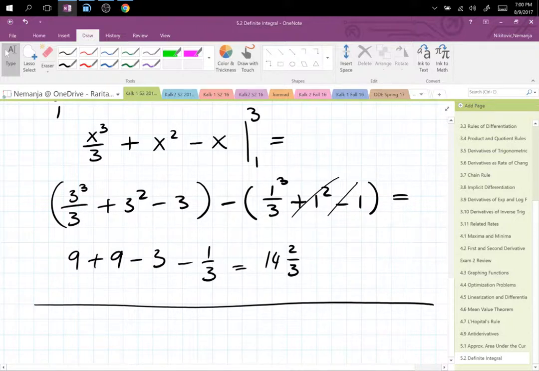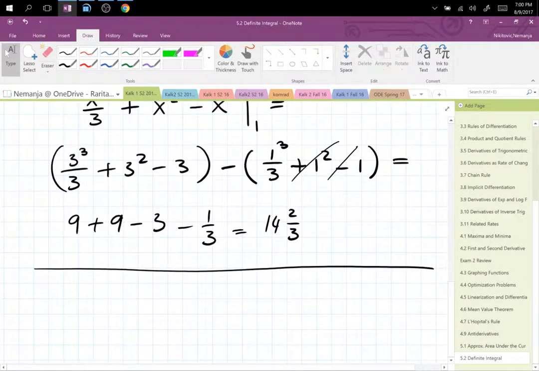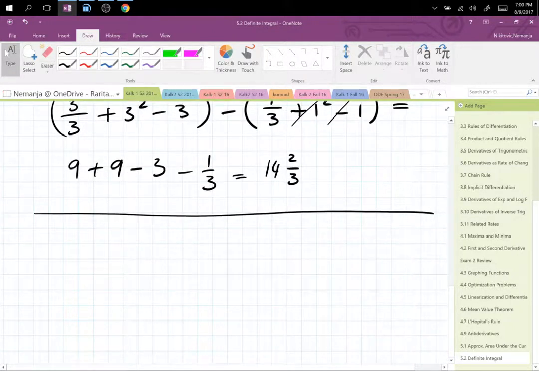Does that mean that's the area of that? That's the area under the curve.